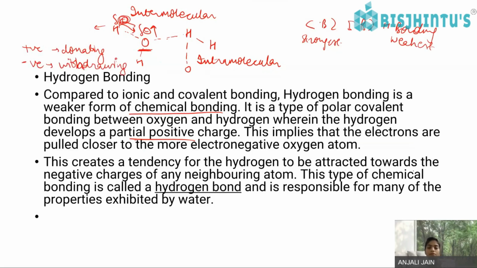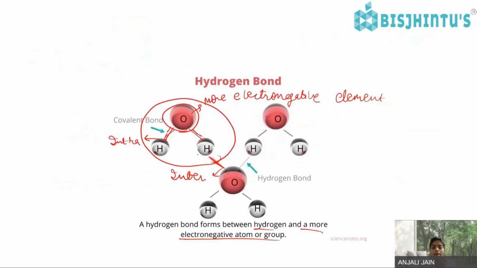This creates a tendency for the hydrogen to be attracted towards the negative charge of any neighboring atom. So hydrogen gets a partial positive charge, which makes it donate easily and be attracted towards the negative charge. This type of chemical bonding is called hydrogen bonding and is responsible for many of the properties exhibited by water. Hydrogen has a partial positive charge and donates towards the neighboring atom, which is more electronegative. This property is shown by the water molecule.